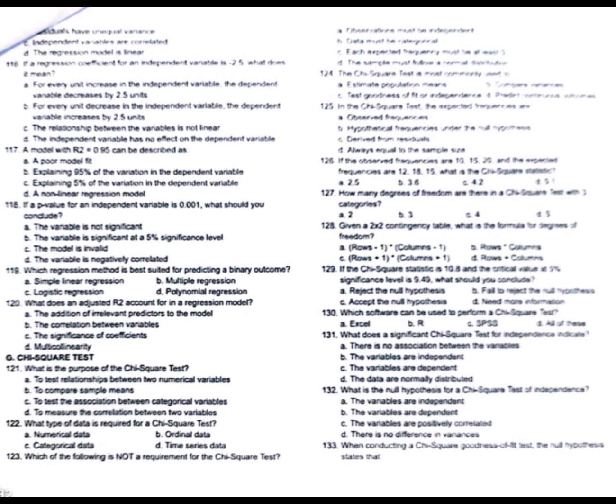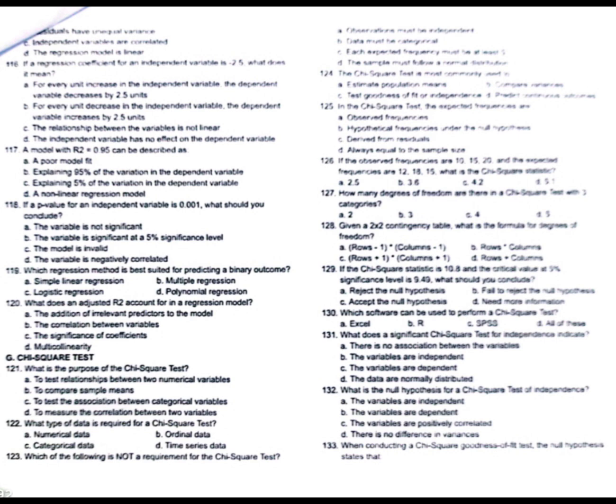Given a 2 by 2 contingency table, what is the formula for the degrees of freedom? So the formula will be A, rows minus 1 times columns minus 1. It will be multiplied. So 129. If the chi-squared statistic is 10 and the critical value at the 5% significance level is 9.40, what should you conclude? So the answer is reject the null hypothesis.